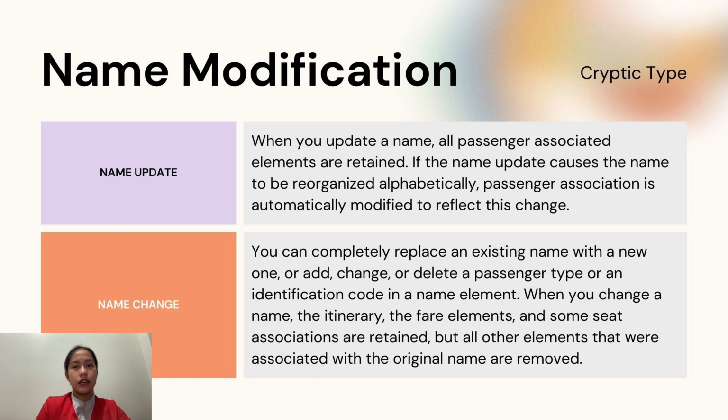When you change a name, the itinerary, the fare elements, and some seat associations are retained, but all other elements that were associated with the original name are removed.